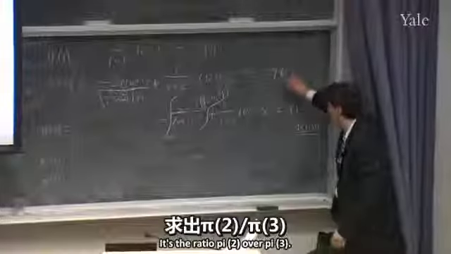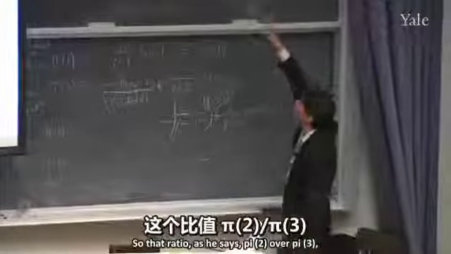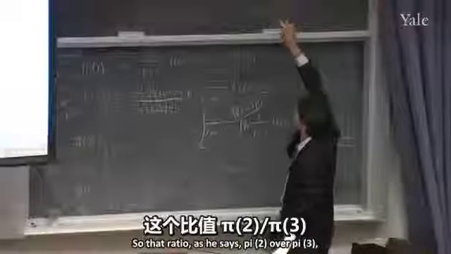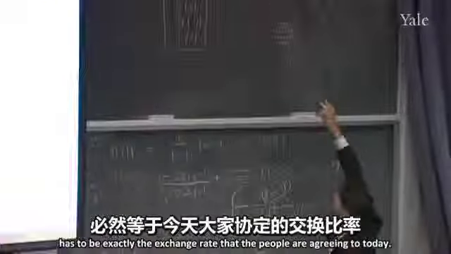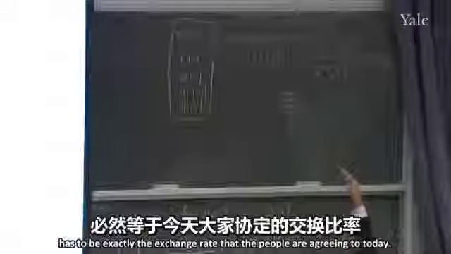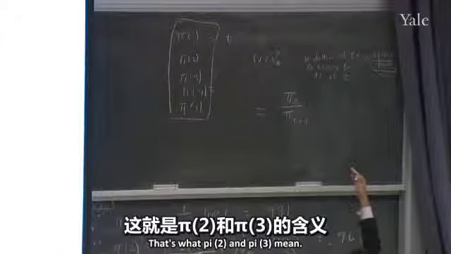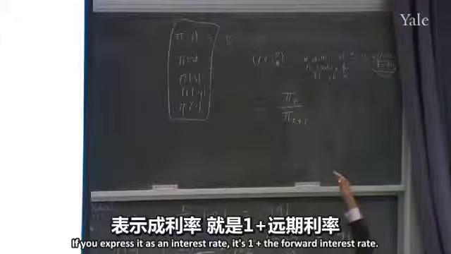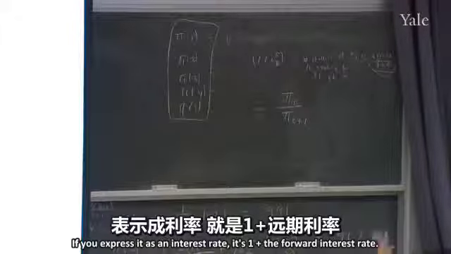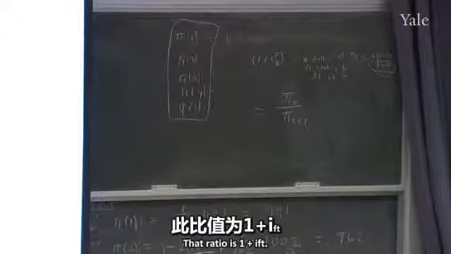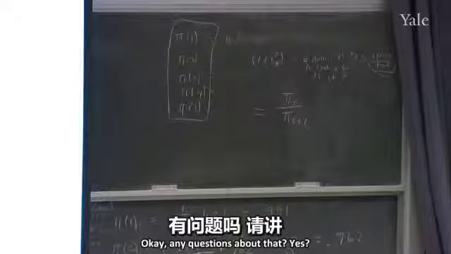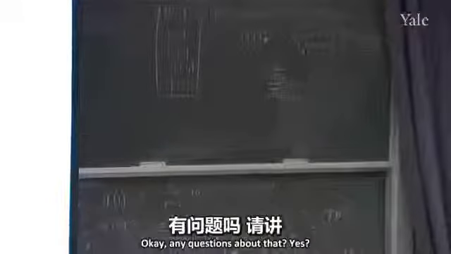It's the ratio, pi 2 over pi 3. So that ratio, as he says, pi 2 over pi 3, has to be exactly the exchange rate that the people are agreeing to today. That's what pi 2 and pi 3 mean. And if you express it as an interest rate, it's 1 plus the forward interest rate, that ratio is 1 plus IFT. Okay, now, why is this? Okay, any questions about that?